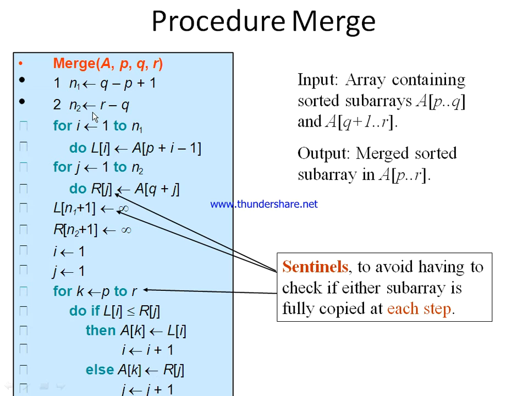And N2 is the ending index, the ending count for loop iteration. N1 is the ending count for loop iteration for the first half, the left partition. And this is the ending index for the right partition. You can calculate these two indexes by considering the P and Q values, P and R values. So P, I am considering 0.